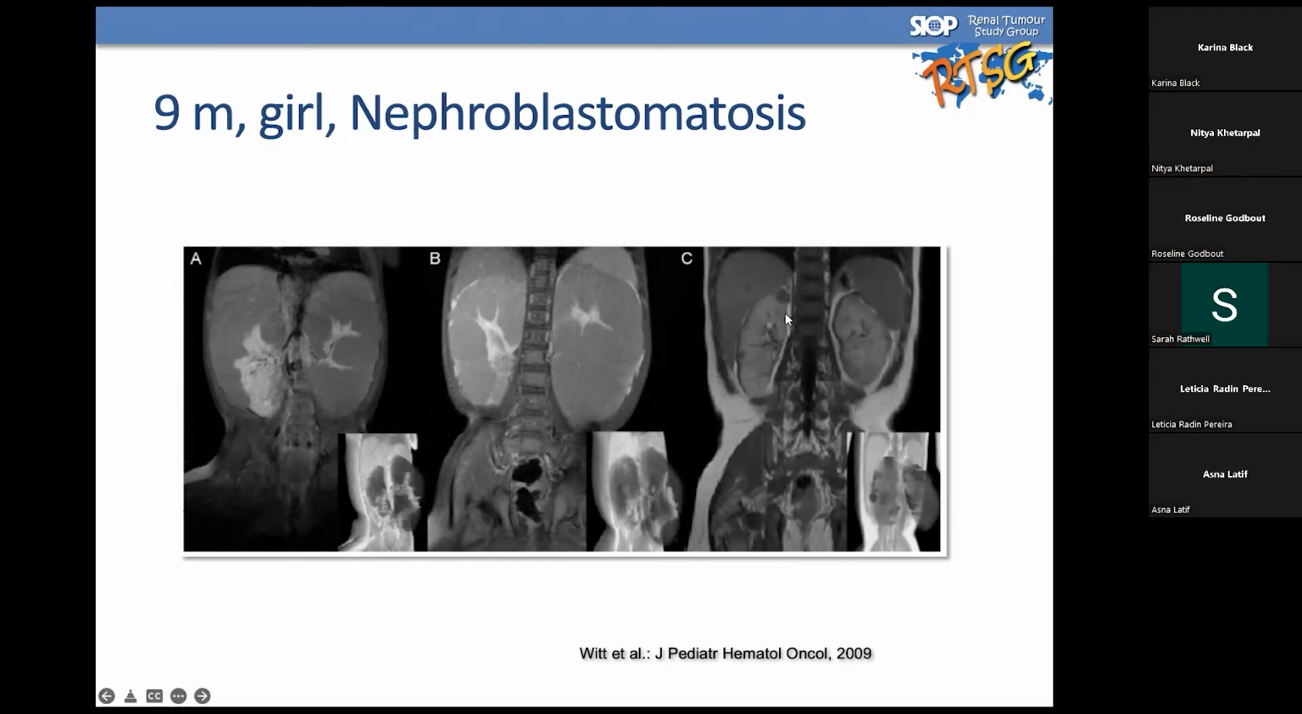And you see the kidneys went to normal, with no tumor anymore in the kidneys. The child was never operated. And this is now more than 10 years ago. And the child is still living with 2 normal kidneys and is healthy.